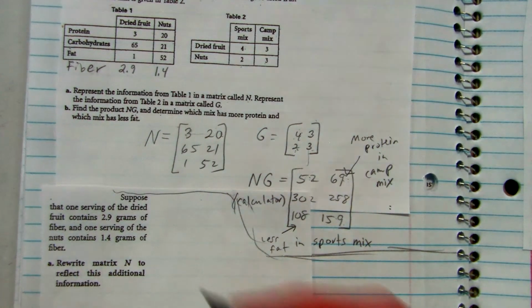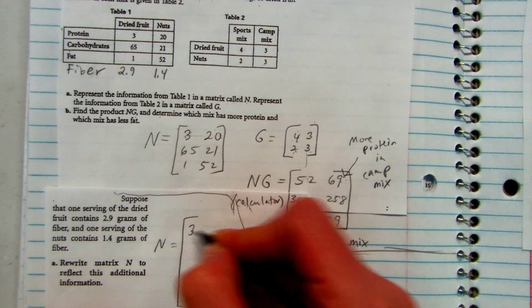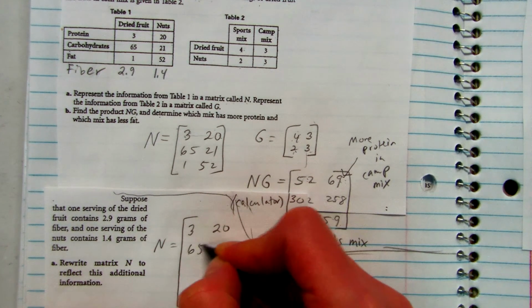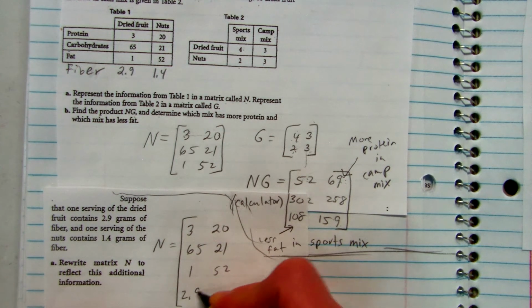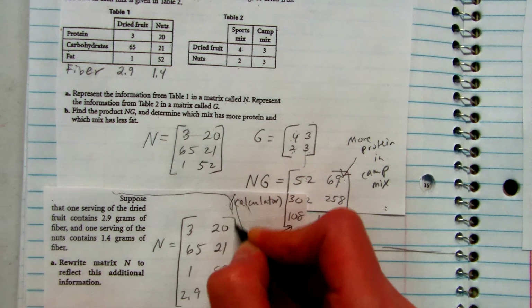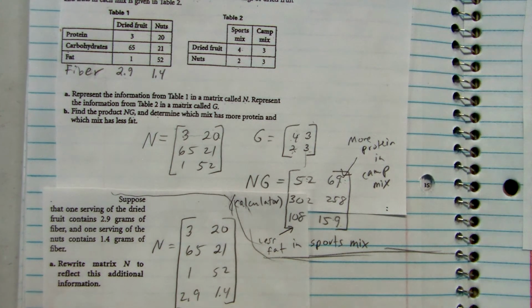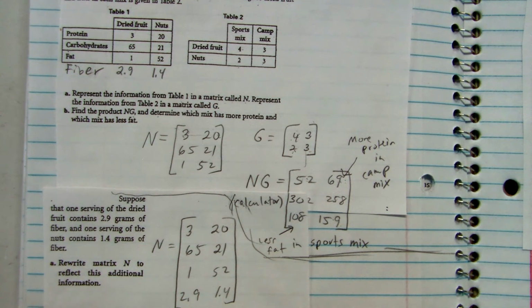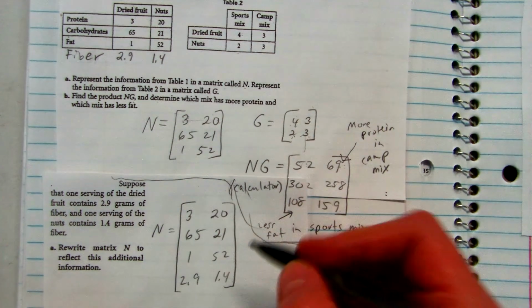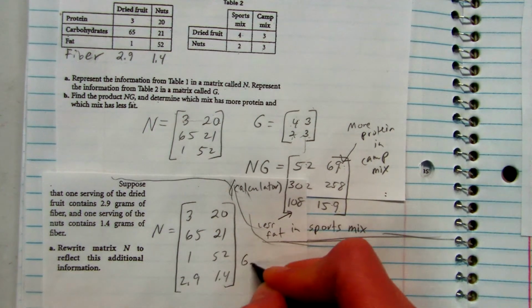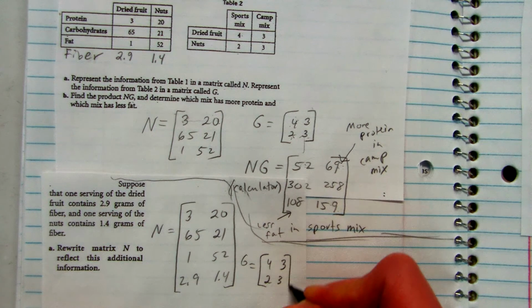another row. So our matrix N, just for notes purposes, will now be 3, 20, 65, 21, 152, and 2.9, 1.4. So we added another nutrition fact. I just realized that's why they had us call it N. Nutrition. All right, and then they want us to take that times matrix G. So I'm just going to write matrix G next to it because it'll look better in the notes. And we're going to multiply them on the calculator.